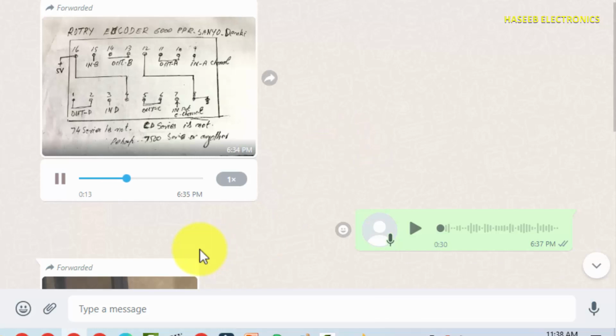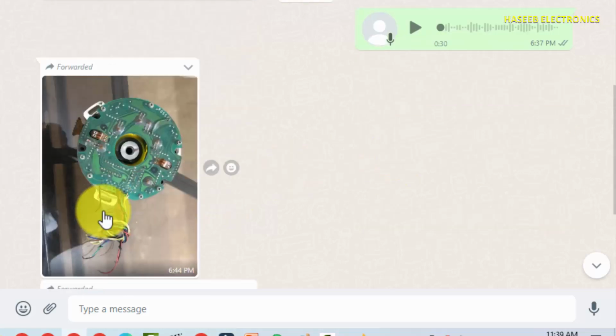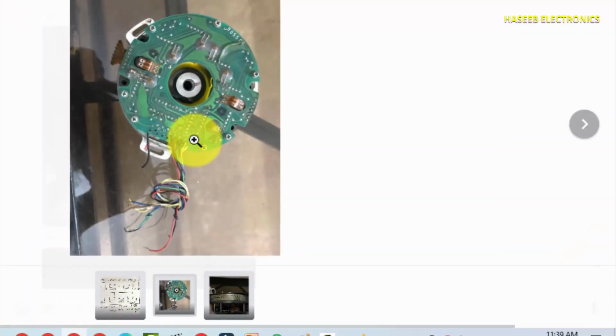He told me that he drew this circuit by its footprint on the PCB and the IC is not available. He doesn't have this IC. So I asked him to send this picture of the PCB.